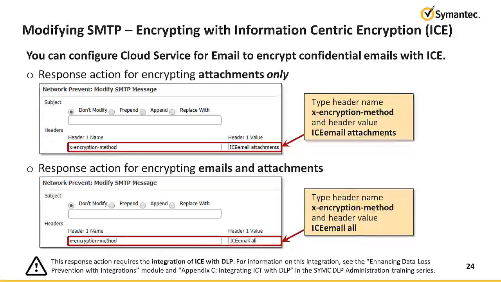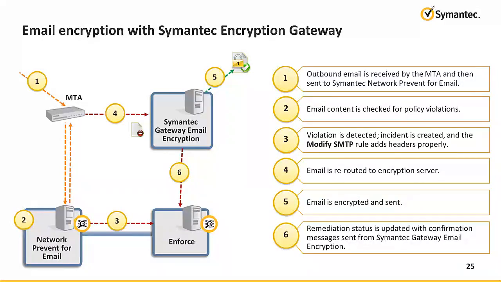For Cloud Service for email, you can use Symantec Information-Centric Encryption, or ICE, to encrypt email from supported cloud email applications, such as Office 365 Exchange Online or Google G Suite Gmail. This figure here shows how to configure the response action to encrypt cloud email with ICE. Symantec DLP Network Prevent for email can be integrated with most any encryption gateway, including with Symantec Gateway Email Encryption, formerly called PGP. This figure here shows how the encryption process occurs. First, outbound email is received by the MTA and then sent to Symantec Network Prevent for email. Then the email content is checked for policy violations.